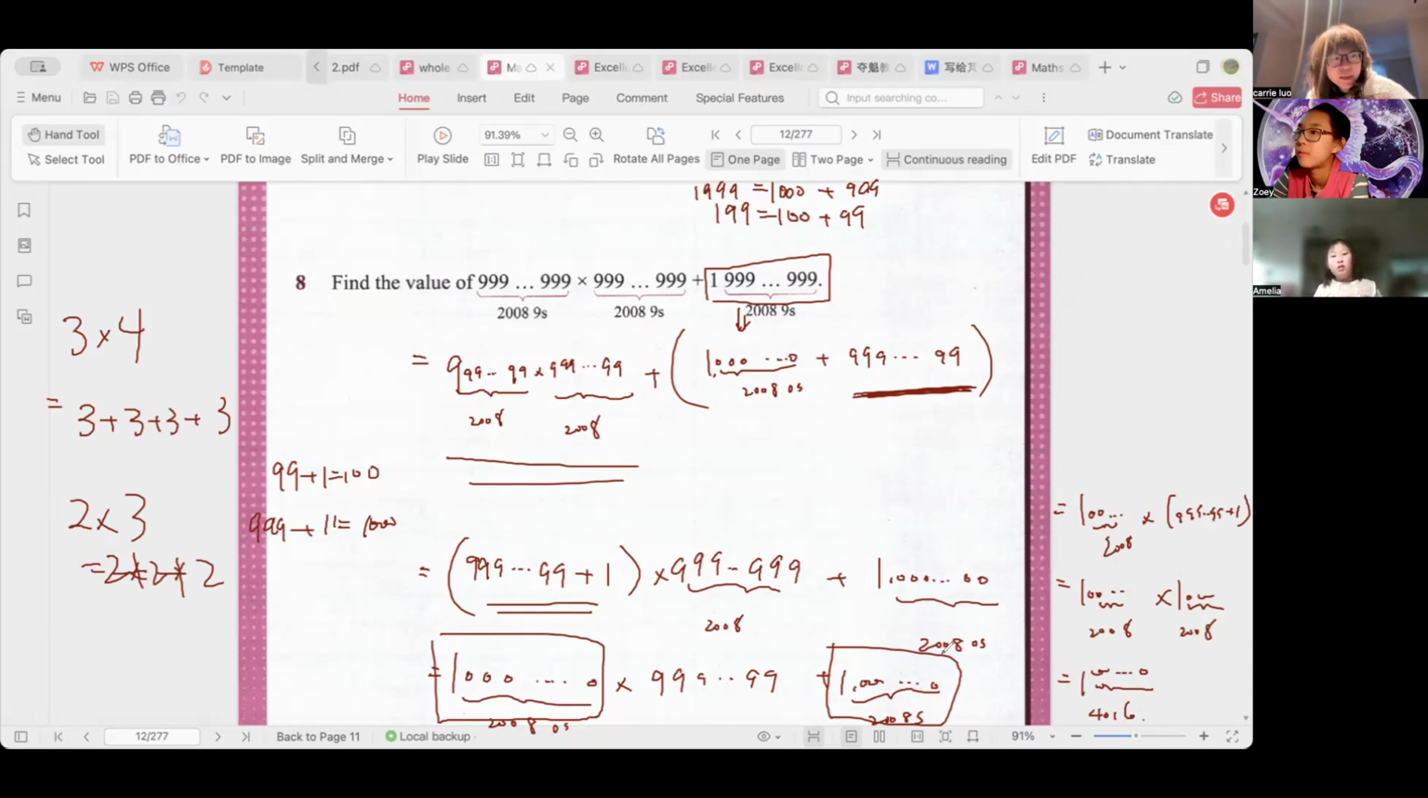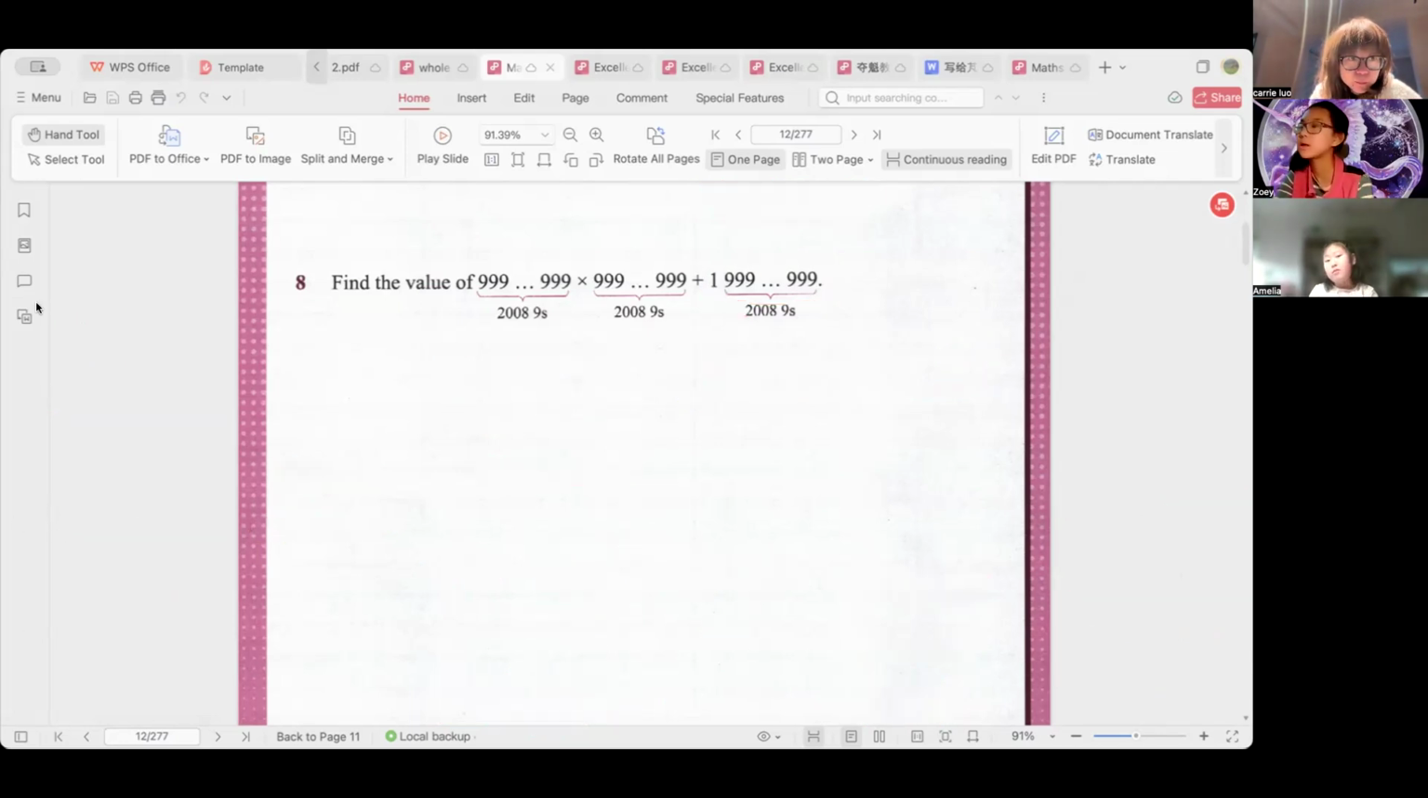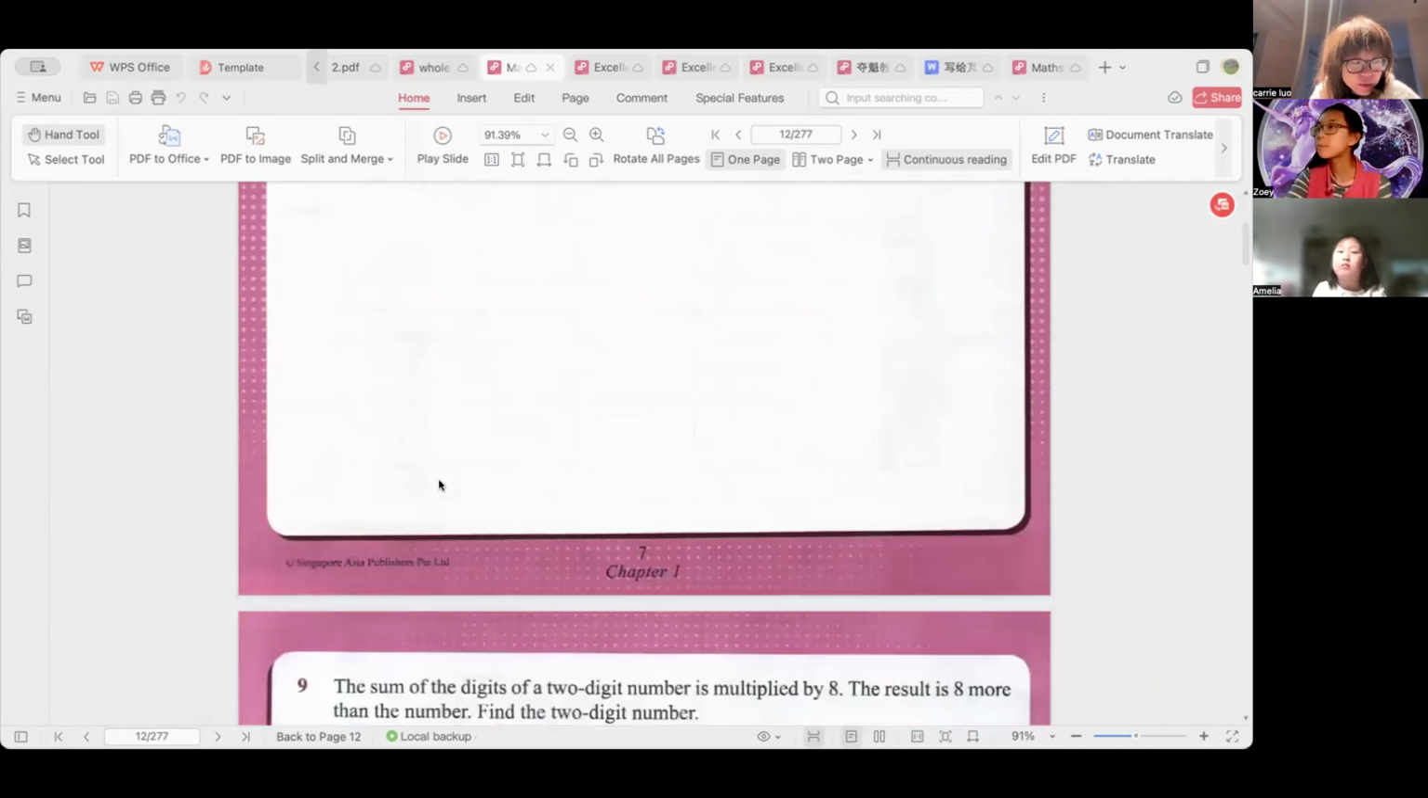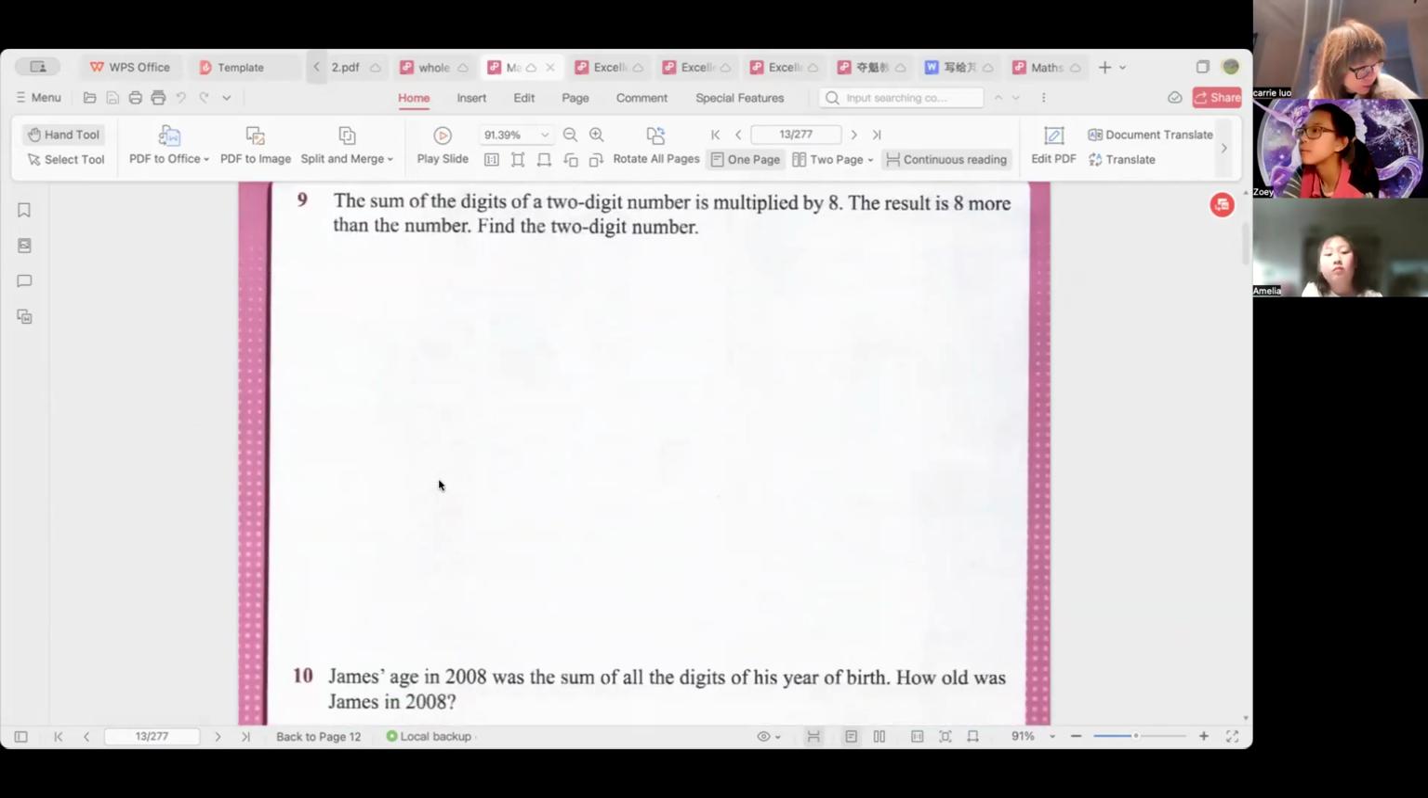Chloe and Amelia, do you have any questions? Not anymore. Okay, so you understand this one, right? Okay, so let's take a look at the number 9, okay? The sum of the digit of two-digit number is multiplied by 8. The result is 8 more than the number, okay?